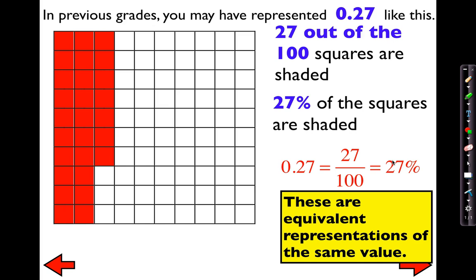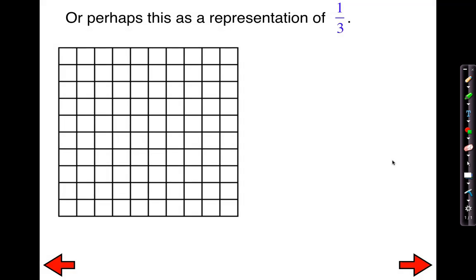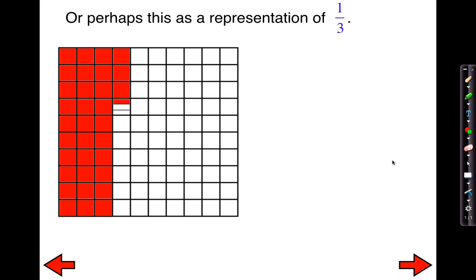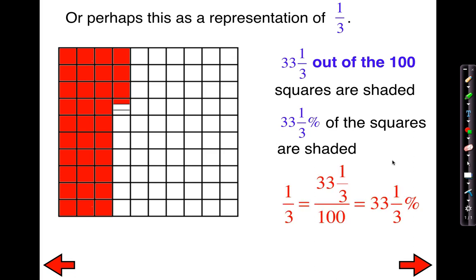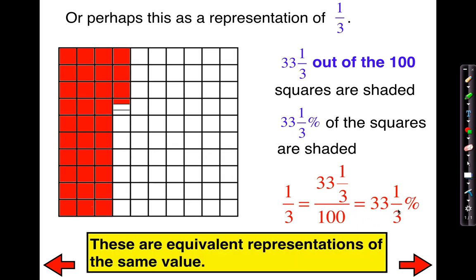Okay, let's take a look at another example. What about a third? Well, here's an example of a third of the 100 squares. 33 1/3 out of the 100 squares are shaded, or you can think of it as 33 1/3% of the squares are shaded. So either way, notice all of these are equivalent: 1/3, 33 1/3 out of 100, and 33 1/3%. All of these are equivalent representations of the same value.